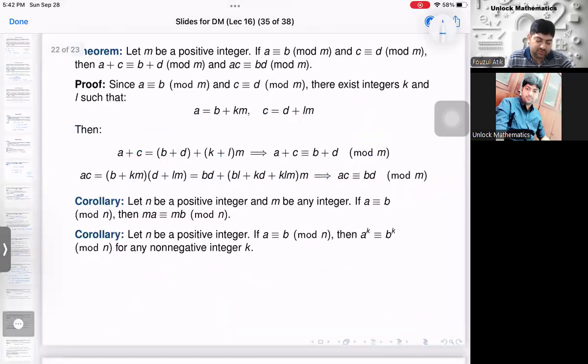Similarly, we have a few more results. If n is a positive integer and m is any integer, then a congruent to b mod n implies that m a is congruent to m b mod n. So you can multiply any integer on both sides, and it is still modulo n, still divisible by n. And now if n is a positive integer and a is congruent to b mod n, then a power k is congruent to b power k mod n for any non-negative integer k. So you can take the power of it also. Take the power of a and then the same power of b, and this will still be congruent modulo n.